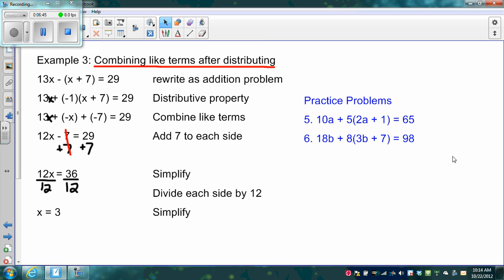So try some practice problems here and bring them with you to class tomorrow. Remember, first use the distributive property, then combine the like terms. And that's it for this lesson.